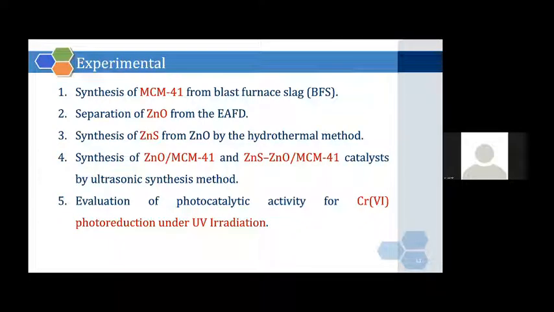For the experimental section, MCM is prepared from blast furnace slag, zinc oxide is prepared from electric arc furnace dust, and zinc sulfide is prepared from previously prepared zinc oxide by hydrothermal method, and zinc oxide supported on MCM. Also, zinc sulfide and zinc oxide will be supported on MCM by ultrasonic synthesis method. The second part is evaluation of these prepared photocatalysts for hexavalent chromium photoreduction under UV irradiation.